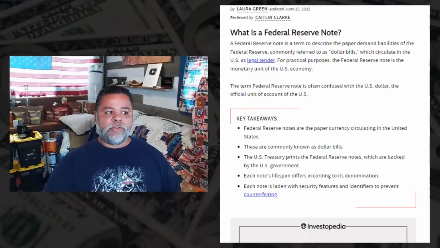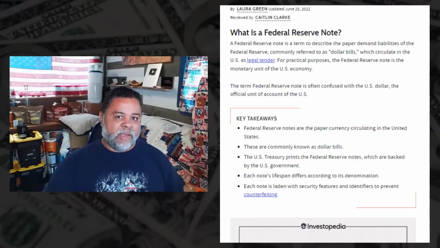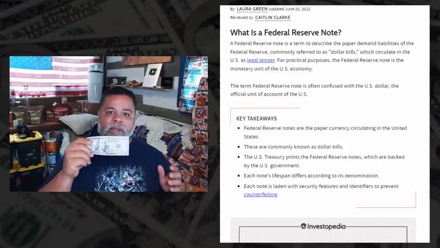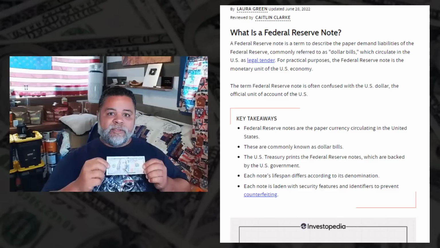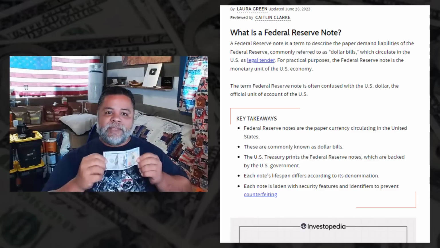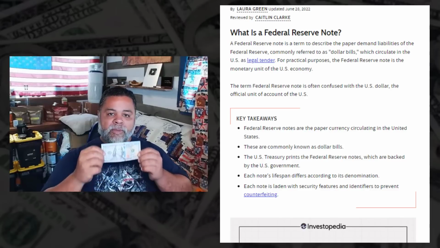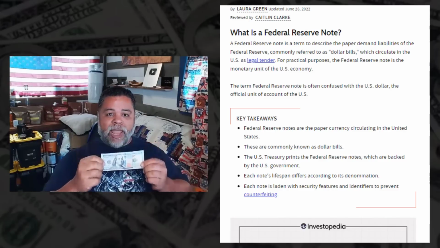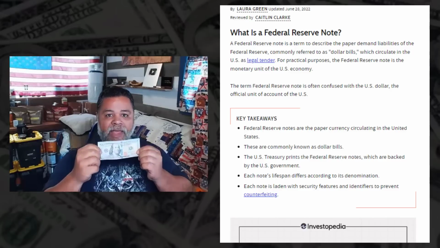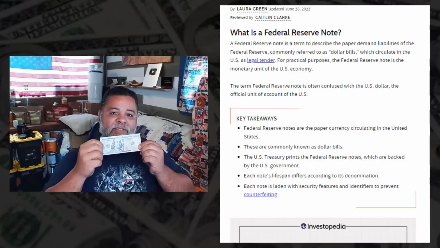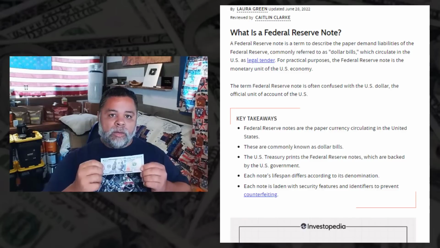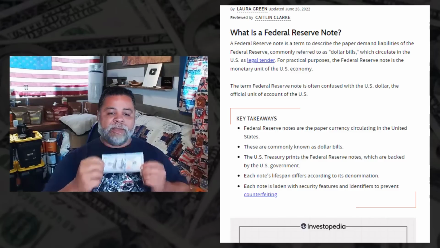They say here that the Federal Reserve Note is often confused with the US dollar, the official unit of account of the United States. You see, it cannot be the US dollar, because if this is a liability of the Federal Reserve, a private institution, then it cannot belong to the United States government, or to the United States people. That's why this doesn't even belong to you. You worked for it. They paid you in this for your labor, but it doesn't even belong to you. It is a liability of the Federal Reserve, and it's not even a US dollar, although we call it dollars. Because if it was a US dollar, it would belong to the US government, i.e. the people, and it does not.